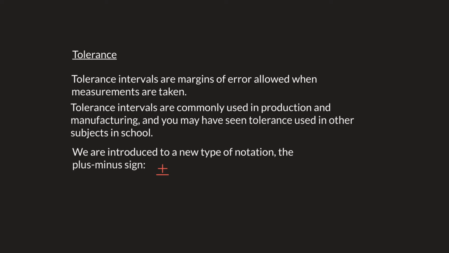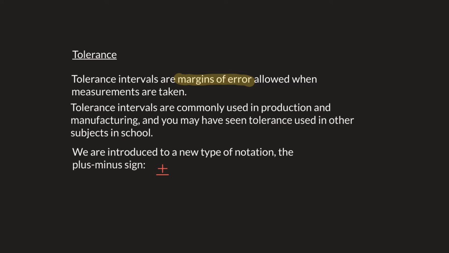Today we're going to have a look at an introduction to tolerance. So tolerance intervals or tolerance levels are margins of error that we allow for when we're taking measurements. That can be in different ways. It could be that the person, so the human that is taking the measurement, might not be able to get it 100% accurate. And it can also be that the instrument that you are using to make the measurements, whether that be a ruler or a scale for weighing things or a protractor to measure angles, isn't 100% accurate.